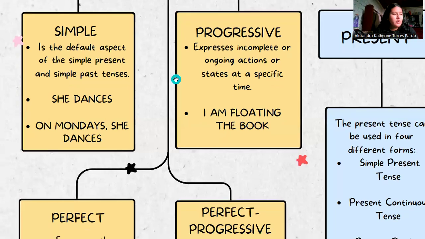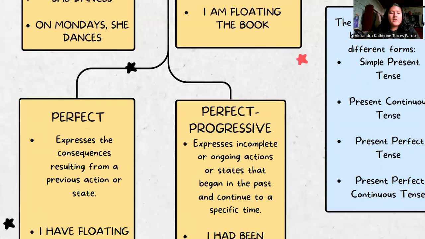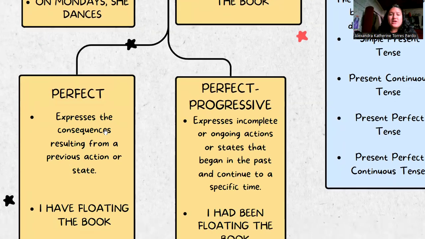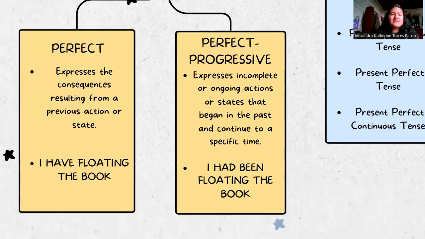Now I'm going to explain the perfect. Perfect aspect, or complete aspect, as it's sometimes called, expresses the consequence resulting from a previous action or state. In other words, perfect aspect is a collective term for all the verbs in the past tense, present tense, or future tense in a perfect tense.